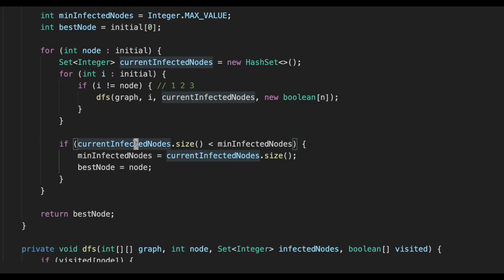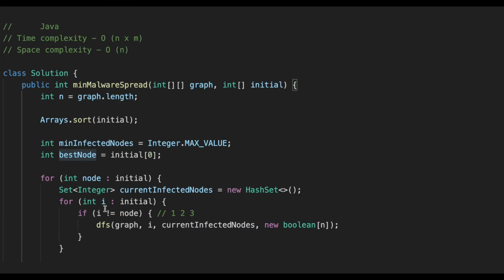Then we are checking the size of our current infected nodes, right? If it's less than our minimum infected nodes, then we are updating our minimum infected nodes and we are updating our best node. As we have seen in the example earlier, our minimum infected nodes would be 5. Our current infected nodes would be 2. So 2 is less than 5, so we are updating our minimum infected nodes and setting best node to 3, which we are returning here.